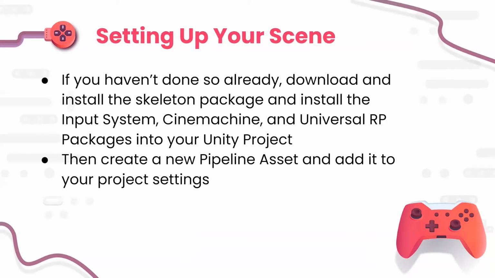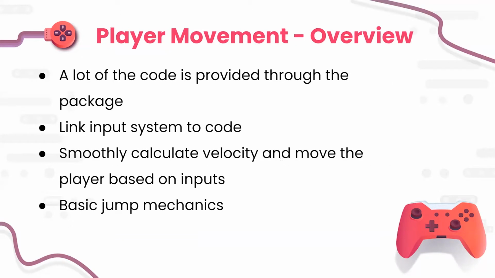This is just saying what I mentioned before about installing the skeleton package, but additionally you want to install the input system, Cinemachine, and universal RP packages into your Unity project. I'll go ahead and show how you do these steps in Unity itself. Additionally, you'll have to create a new pipeline asset in order to render everything with the universal RP package.